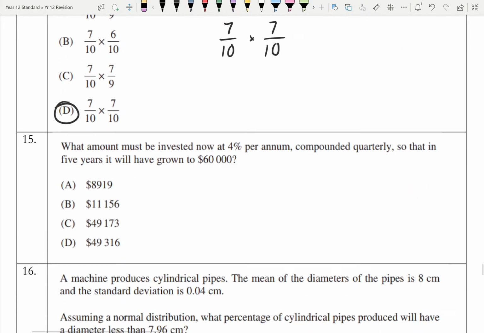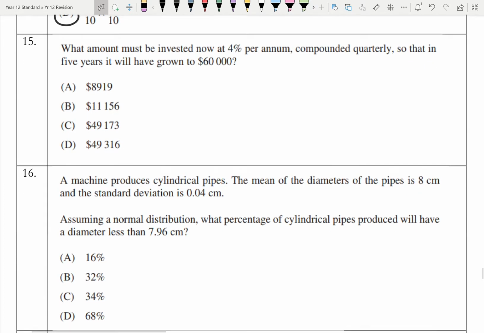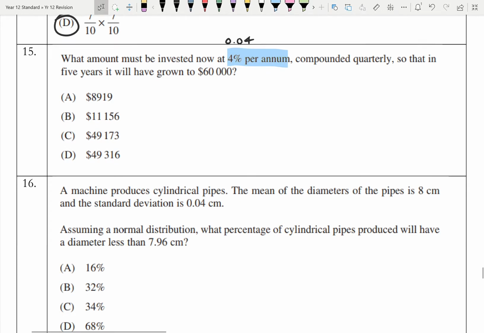Okay, so question 15, what amount must be invested now at 4% per annum? Now I see 4%, I'm going to straight away write that as a decimal, so 0.04. If you're not sure how to do that, you write 4 in your calculator, divide by 100. That's what percent means, divide 100. It is compounded quarterly. Now hopefully in your brain you hear the word compounded and you go ding ding ding ding, you go to your reference sheet.